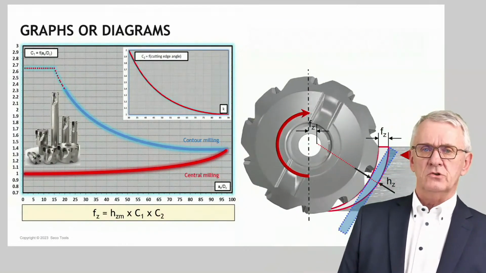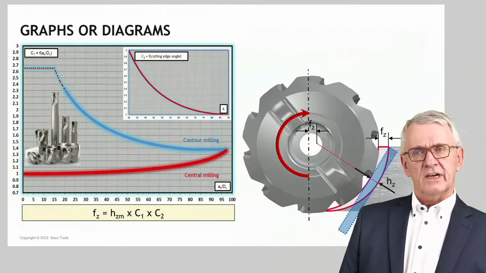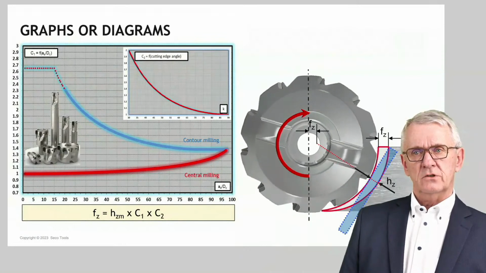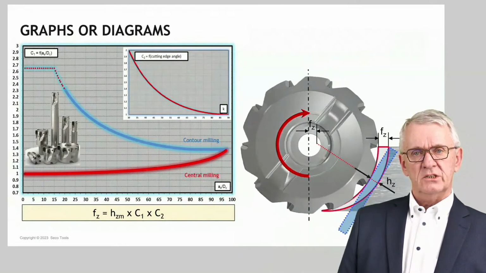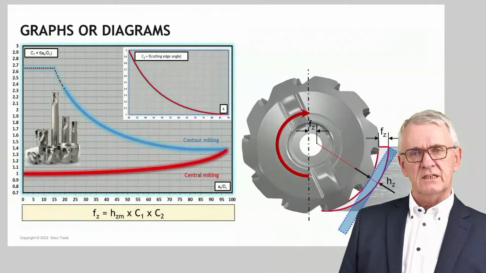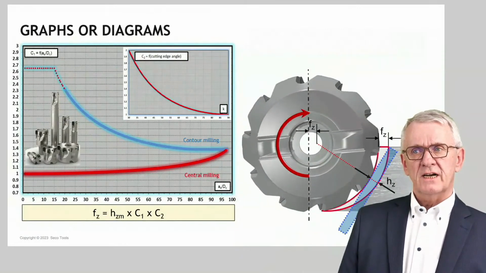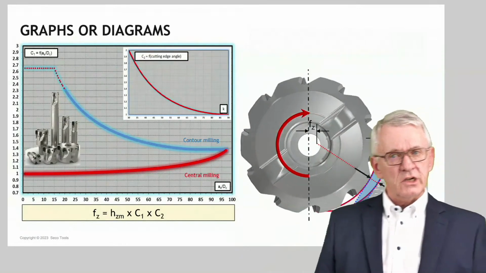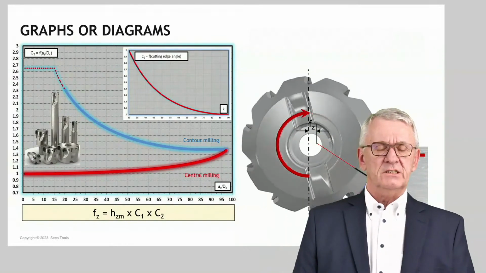Here we say the feed you should use is the wanted average chip thickness, corrected with two correction factors. One correction factor you can read on the big diagram that takes into consideration milling cutter positioning, central milling and contour milling, side milling, and the radial depth of cut relation to the diameter. The small diagram takes into consideration the cutting edge angle. That's yet another way of working with this.